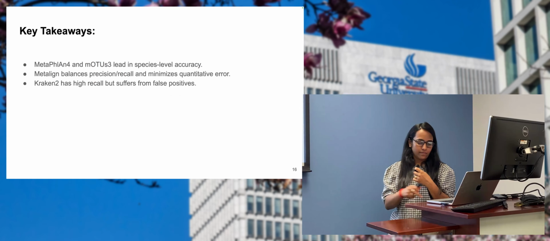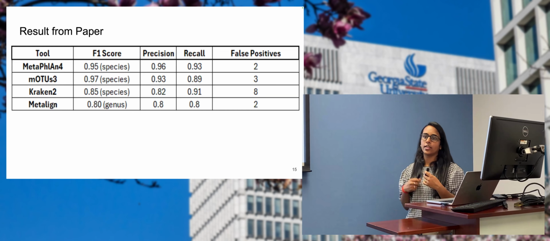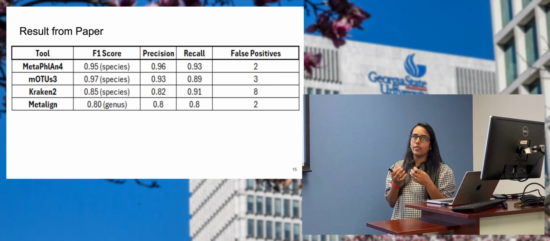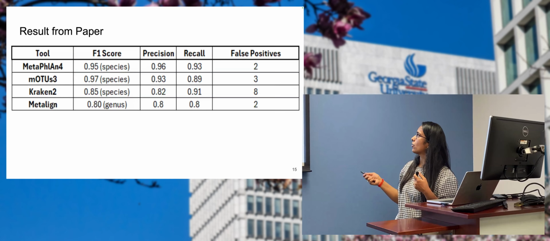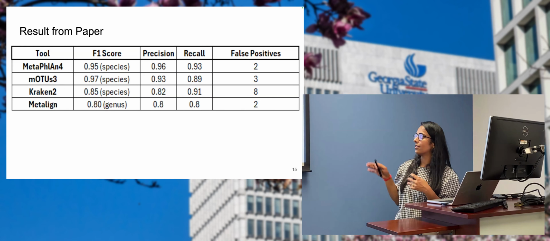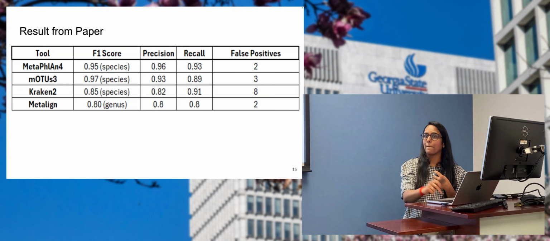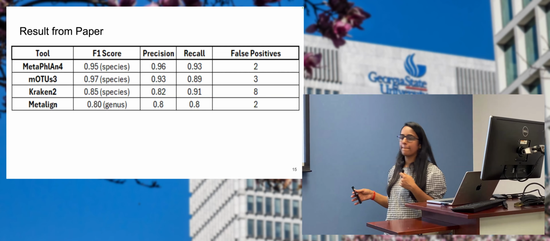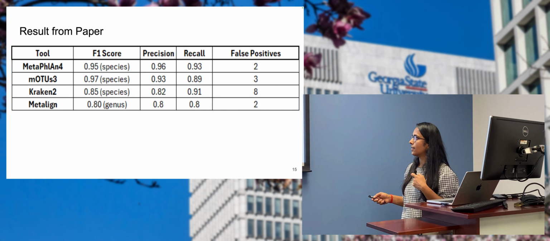False positive means that if the species is not present in that particular sample, it will still show that it is present. So that's not good. And the F1 score, you are comparing at the species level.